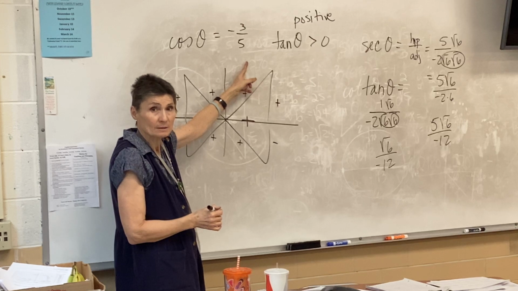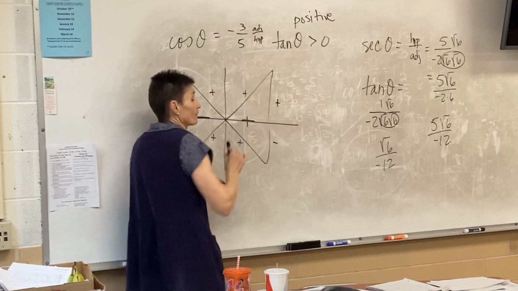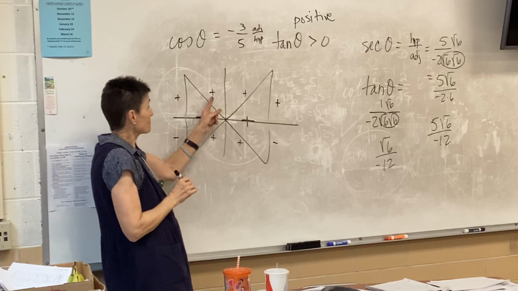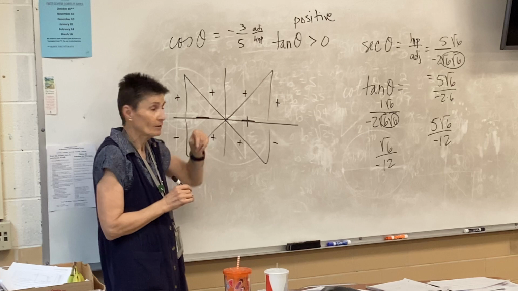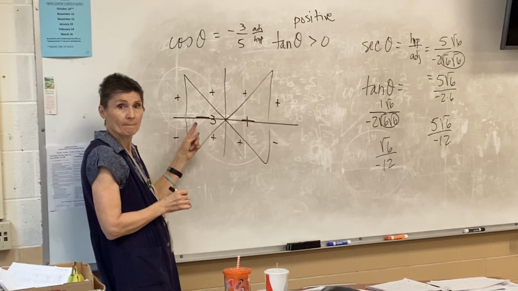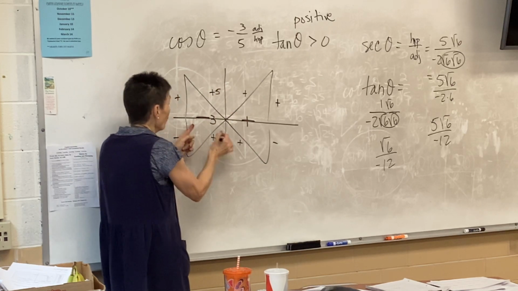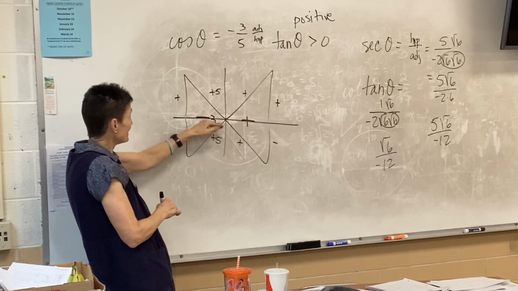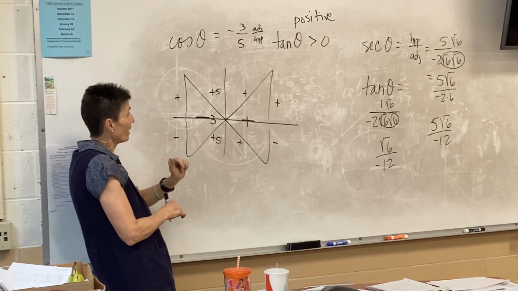Now remember, cosine is adjacent over hypotenuse. Hypotenuse is always positive. So we need the adjacent to be negative. Isn't this where it's negative 3 over here? And the hypotenuse is 5. So I am one of these two triangles. I'm either this one up here, negative 3 over 5, or this one here, negative 3 over 5.